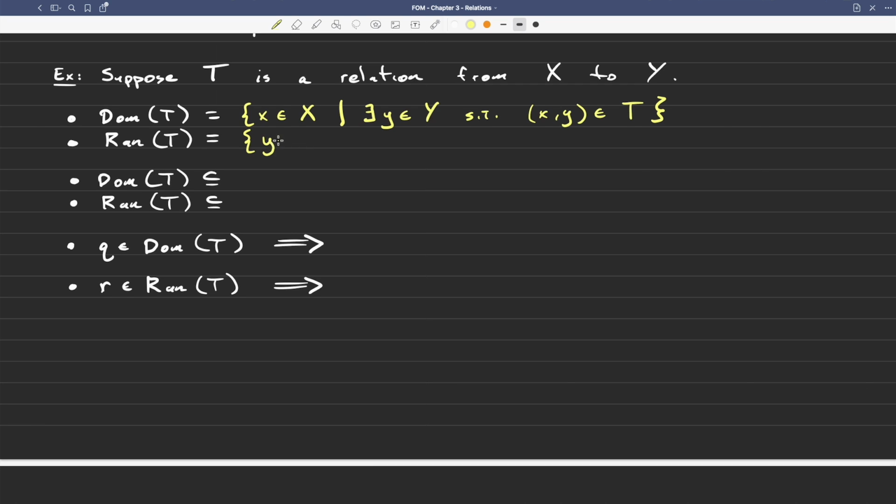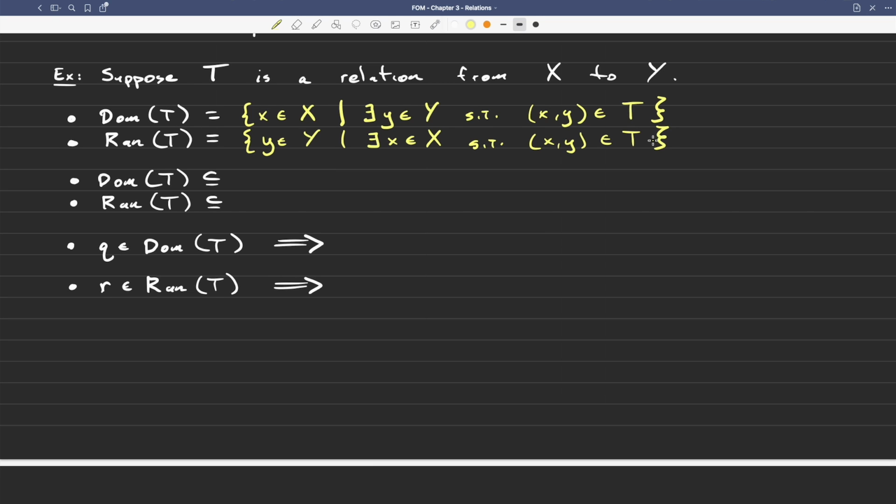So it would be the set of all y's in big Y, and then there would have to exist some first component in the first set, big X, that pairs up with that, so such that x comma y is in T. So again, I just went with my conceptual notion that I'm trying to get all the second components of the ordered pairs that are in the relation. And that's what you come up with.